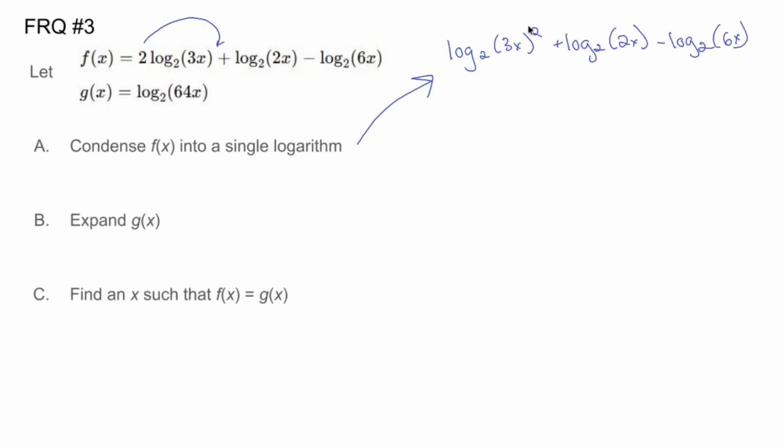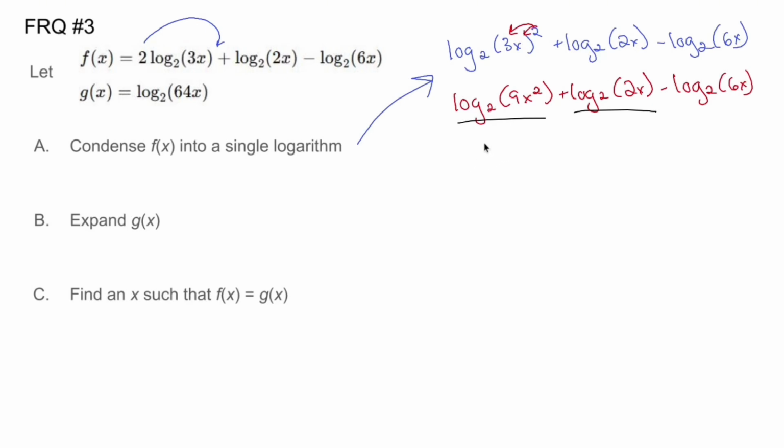Because when I square a parentheses, I square both parts of that parentheses, not just the x. So this actually becomes log base 2 of 3 squared, which is 9, x squared, plus log base 2 of 2x minus log base 2 of 6x. Whenever you add two logs of the same base, you multiply the insides. So this becomes log base 2 of 18, because 9 times 2, x squared times x is x cubed, and then I still have minus log base 2 of 6x lingering around.